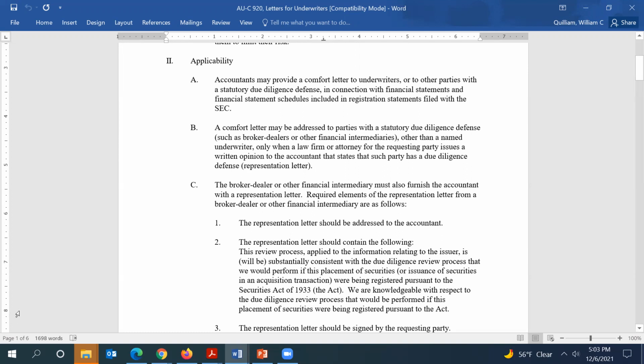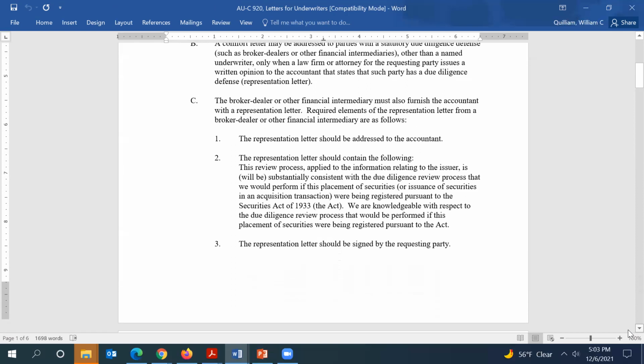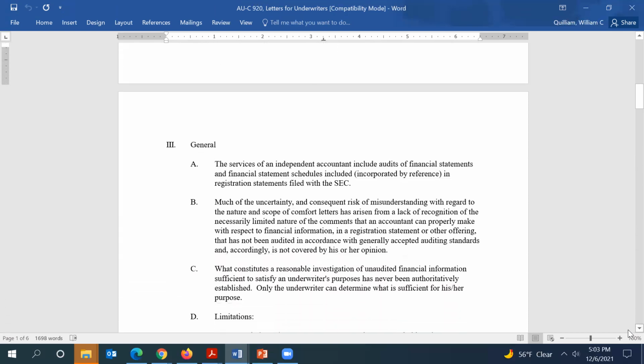As we mentioned, a broker, dealer, or other financial intermediary must furnish the accountant with a representation letter. So anyone other than a named underwriter must get a representation letter from their attorney saying that they have a statutory due diligence defense too. It's a major way to limit our risk as an auditor.